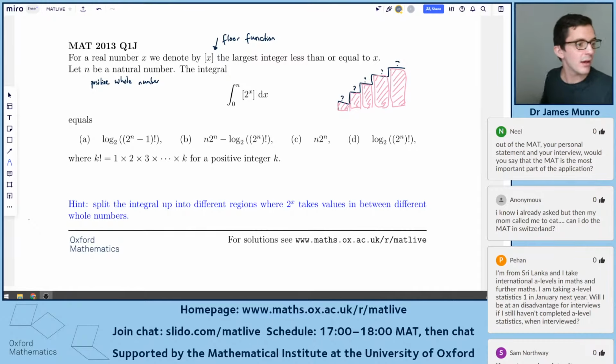Okay. Out of MAT, personal statement and interview, would I say MAT's most important? I think it's close between MAT and interview on that list. In terms of being shortlisted for interview, MAT's more important than personal statements. And then after interview, I think interview and MAT together are pretty important. Maybe interview slightly ahead of MAT, but yeah, okay. I think interview, MAT, personal statement. People love asking me to rank those items as well.